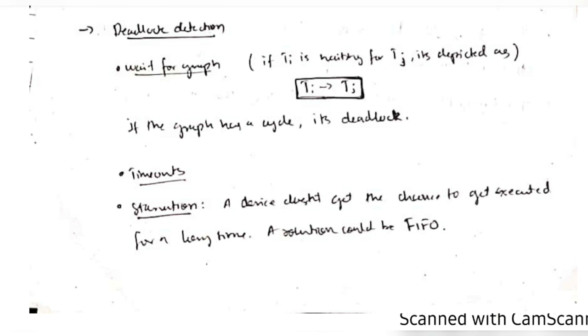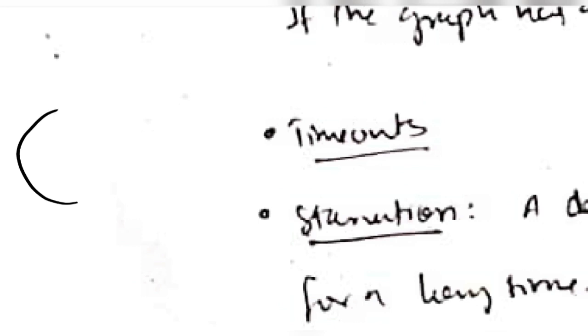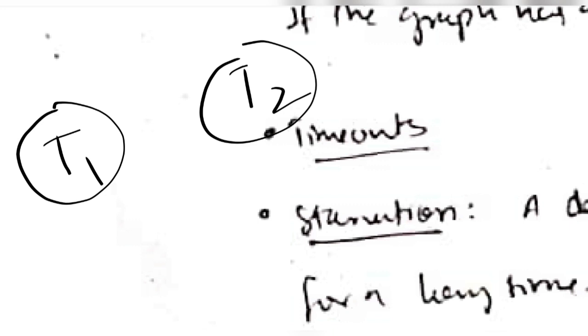Coming to deadlock detection, there are a few ways of detecting deadlock. So whenever deadlock occurs, the first way to detect it is by drawing a wait-for graph. Okay. So what is a wait-for graph? Suppose that there are two transactions going on. The first is T1 and the second is T2. Wait-for graph means if T1 is waiting for T2, and that's all the graph is about, there is no deadlock. Okay, because just T1 is waiting for T2.